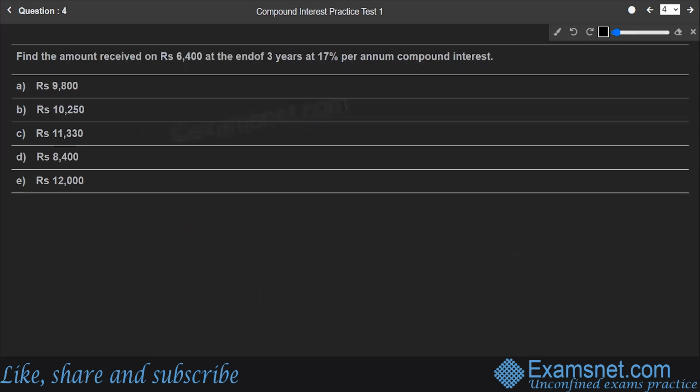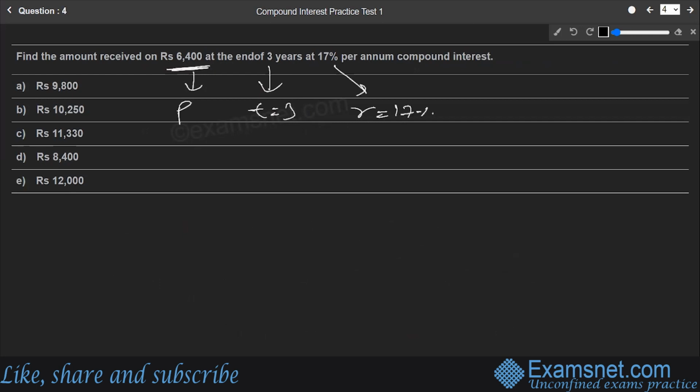Okay, let us see the fourth question. Find the amount received on rupees 6,400. So obviously the principal amount is 6,400 at the end of 3 years. So the time value is 3. And 17% per annum compound interest. So the rate value is given as 17% per annum.